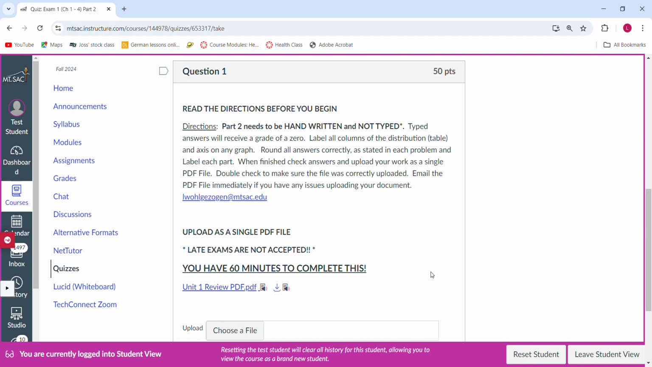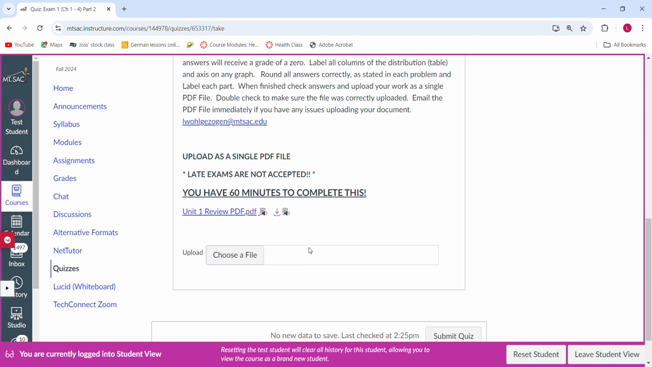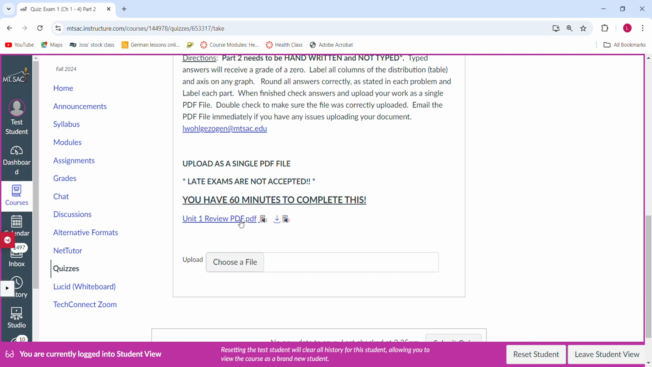If you exceed the time limit, which is 60 minutes, then you will not receive any points for your exam. It does say to upload as a single PDF file, so this is the same way that you have uploaded all your notes and written homework assignments. On this, you'll see that there is a file here to download. This is just a test, so I have my Unit 1 review PDF, but it will be the exam here for you to download. You may click on that and either print it, download it on a tablet, or if you do not have access to a printer or a tablet, just have lined paper out ready to work.